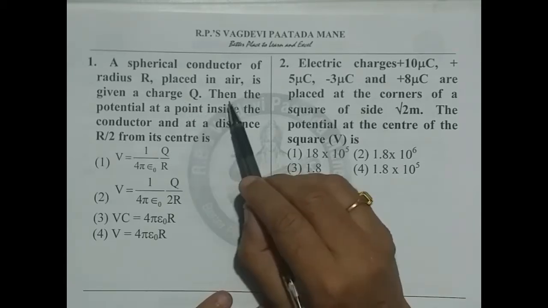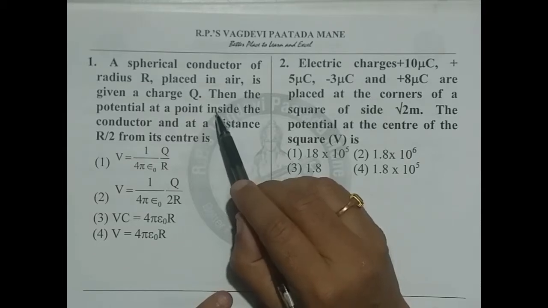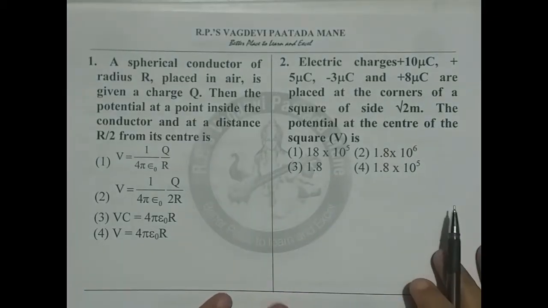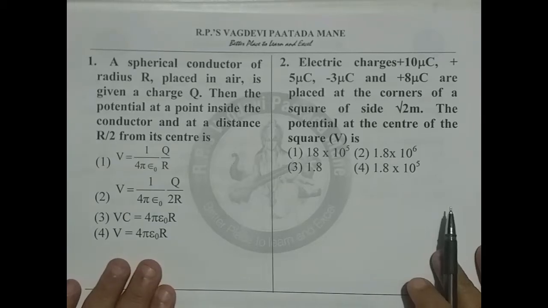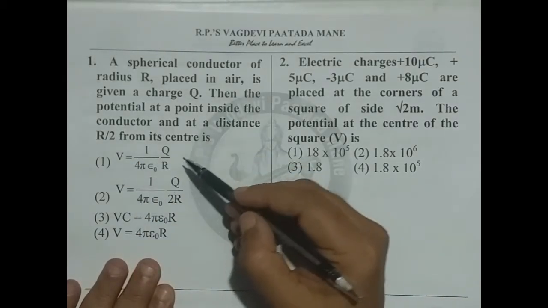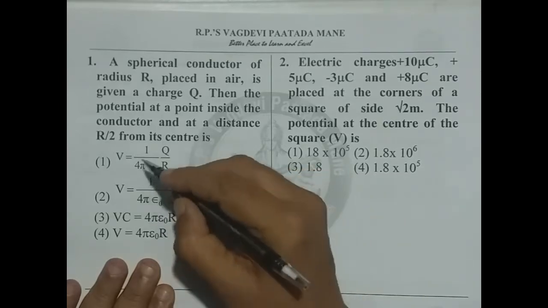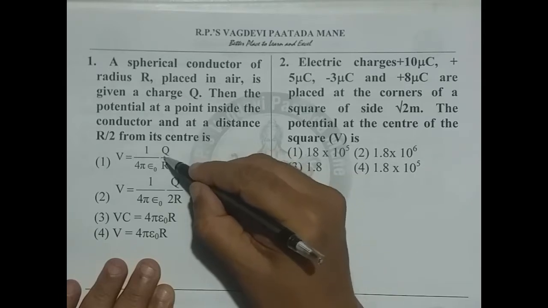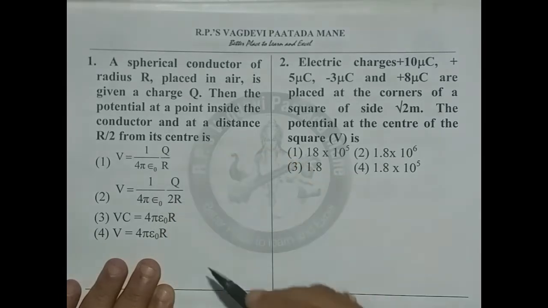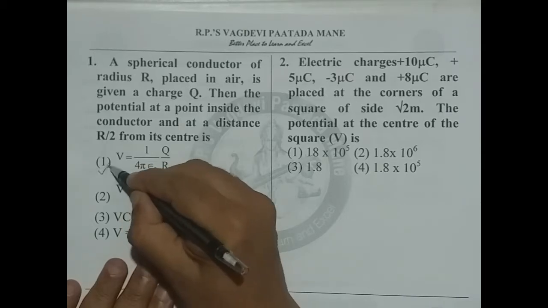As it is given the potential at a point inside, the distance won't matter. As we know, the potential at all points inside the spherical conductor remains the same. Therefore, the potential 1 by 4 epsilon naught q by r is always the same. What is the potential on the surface also? Therefore, for all points inside, potential is 1 by 4 epsilon naught q by r. Therefore, the option for this is the first one.